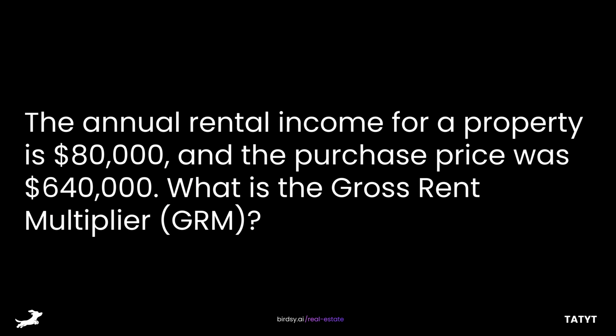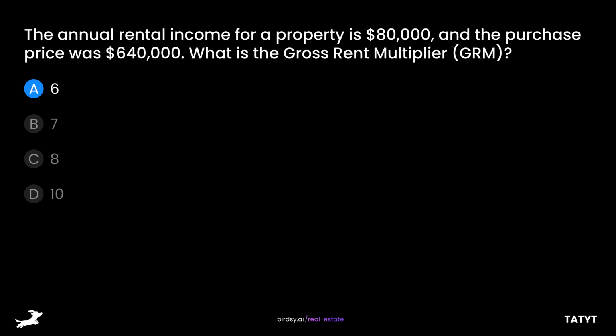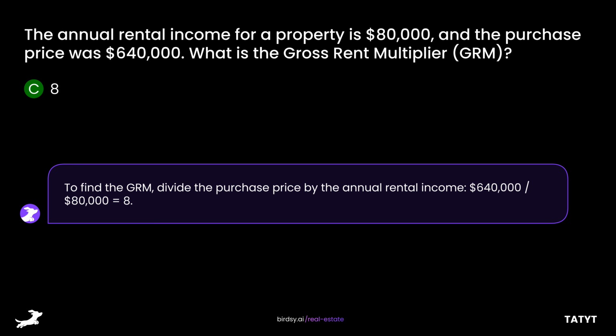The annual rental income for a property is $80,000 and the purchase price was $640,000. What is the gross rent multiplier? Is it A. 6, B. 7, C. 8, or D. 10? The answer is C. 8. To find the gross rent multiplier, GRM, divide the purchase price by the annual rental income. $640,000 divided by $80,000 equals 8.